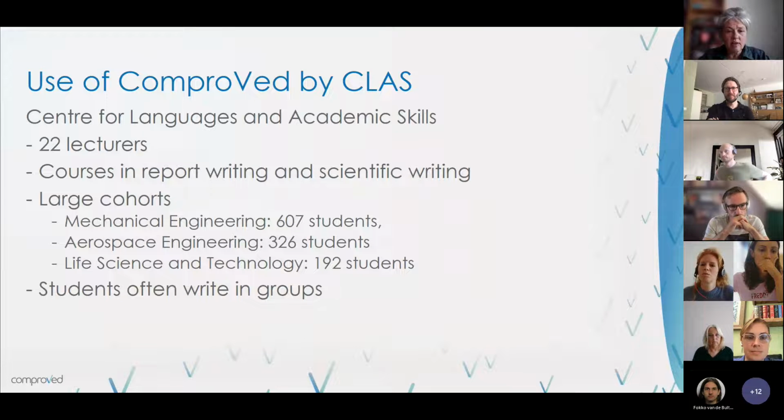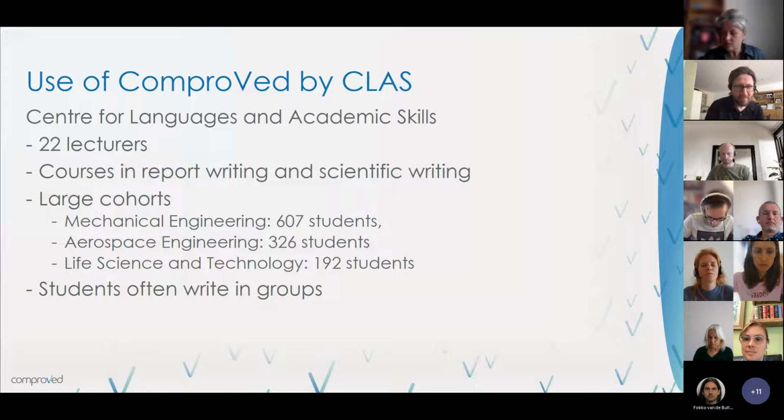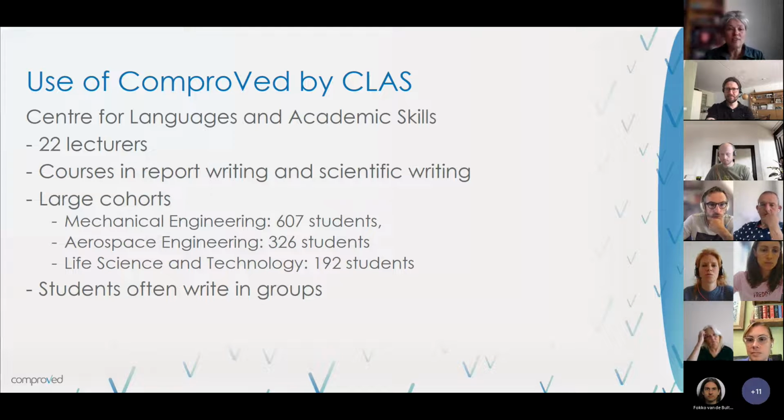I learned about, it was then still called DPAC, it's now changed into ComproVed, which I think is really a better name. I met a few researchers from the DPAC project at a conference, and they talked about this program, and I was immediately very enthusiastic. Then I became an education fellow for the TU Delft, and I had a little bit of money to do some fun things with.